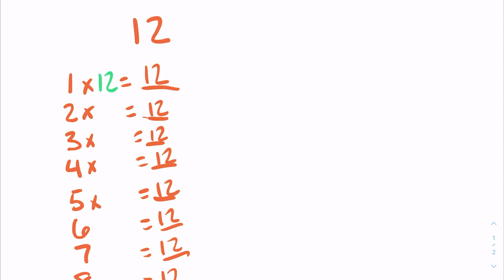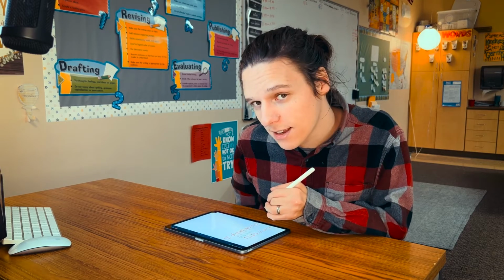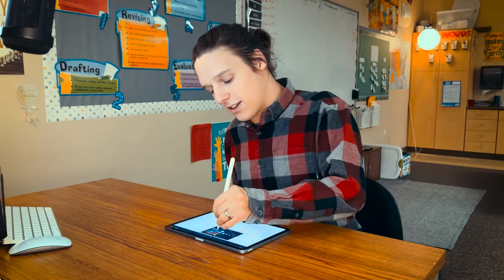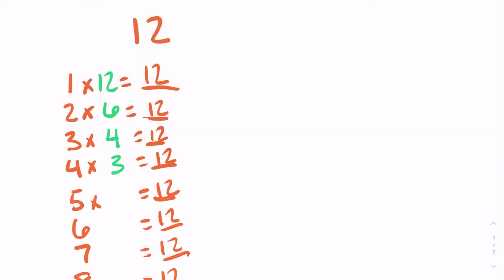Next, 2 times something is going to get you to 12. That one is 6. And 3 times something is going to get us to 12. 3 times 4. So we're going to put a 4 right there. Next, 4 times something is going to get me to 12. That one's a 3. 5 times... Oh, what was that? Oh, you guys are amazing. Do I know if you're amazing? Well, I do, but I don't know if you caught that.